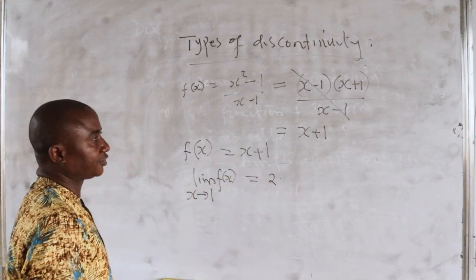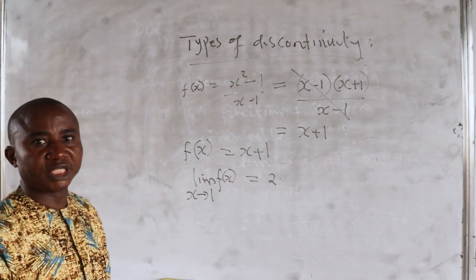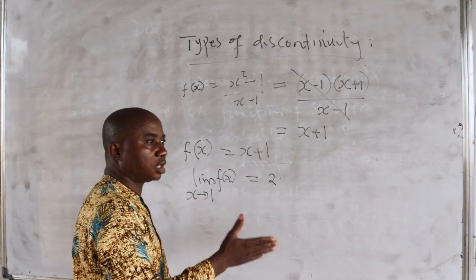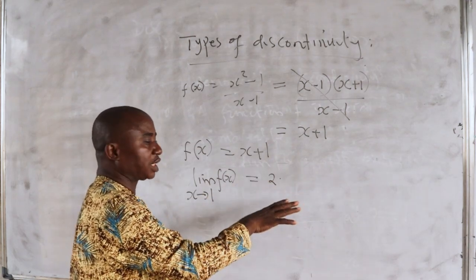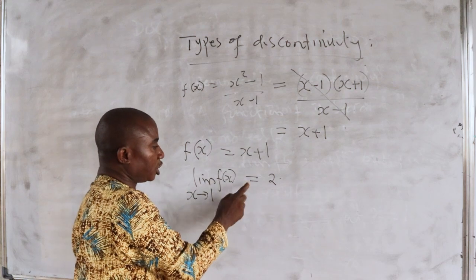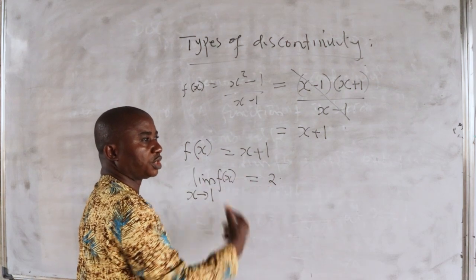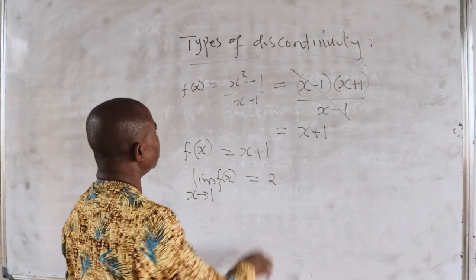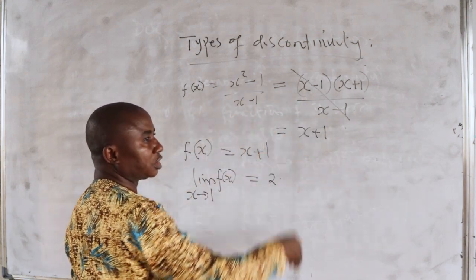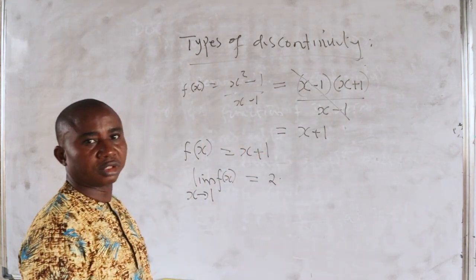So this limit exists. Already we have seen that f at 1 does not exist, so it means the function is discontinuous at x equals 1, but because we can compute this limit, we see that it is a removable discontinuity. So this is an example of a function that has removable discontinuity.